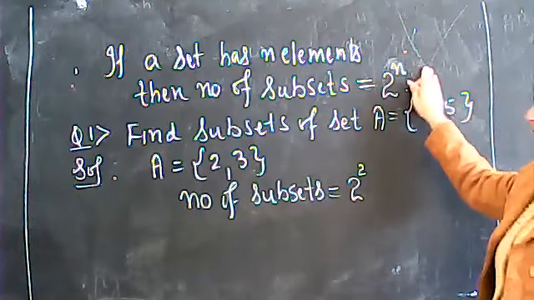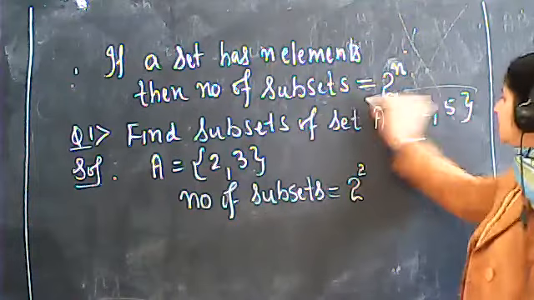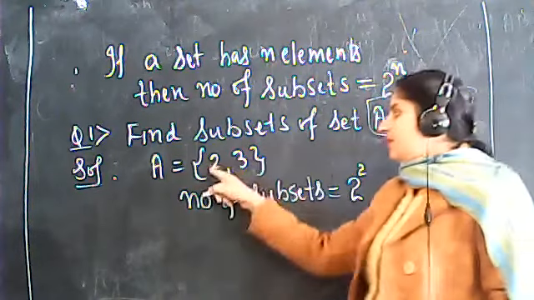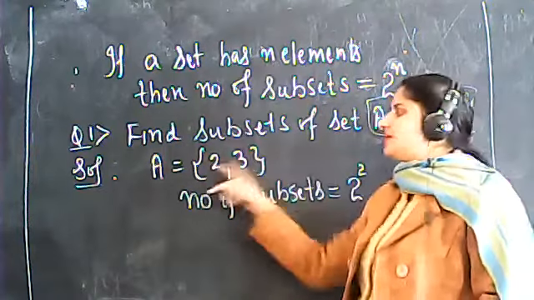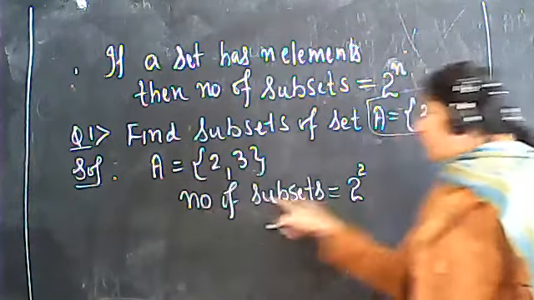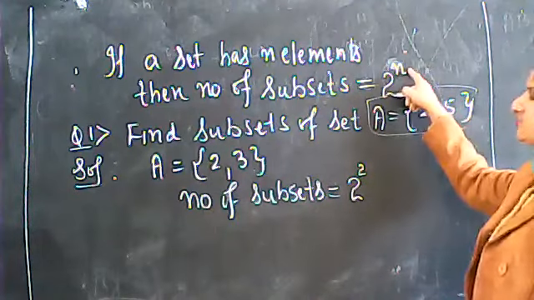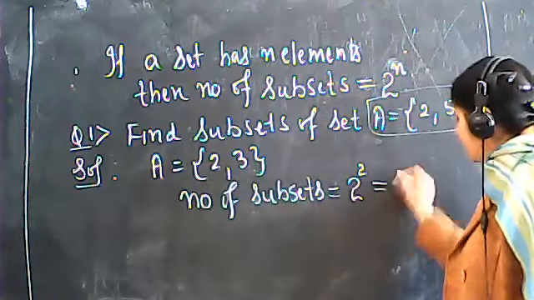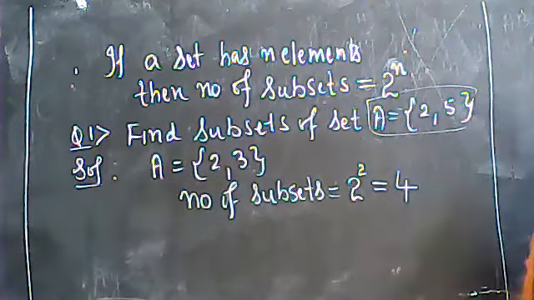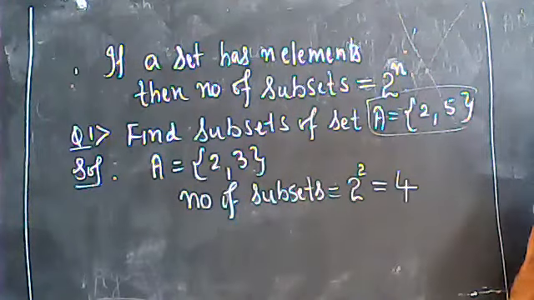Now we want to find the subsets of this set. So what is the number of elements in this set? Only 2. It means the value of n is equal to 2. So number of subsets is equal to 2 raised to power n. And what is the value of n? This is equal to 2. It means the number of subsets for this set will be equal to 4.